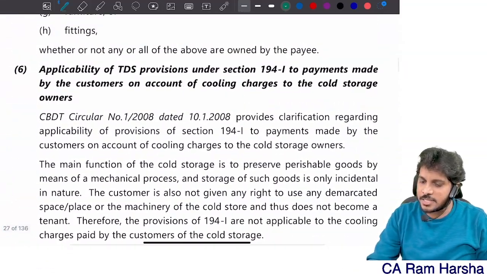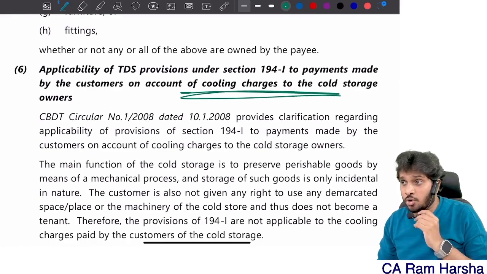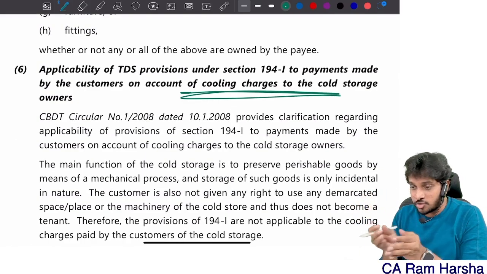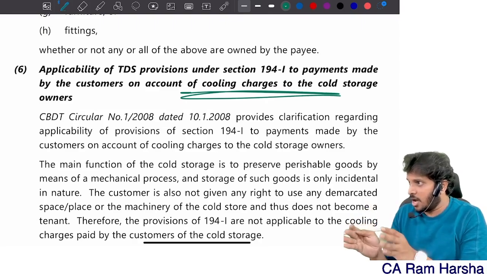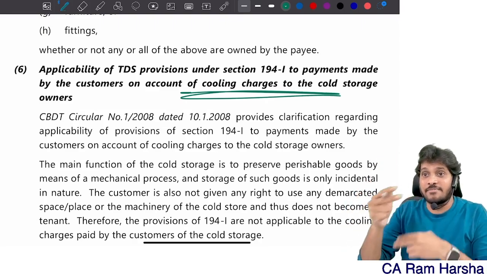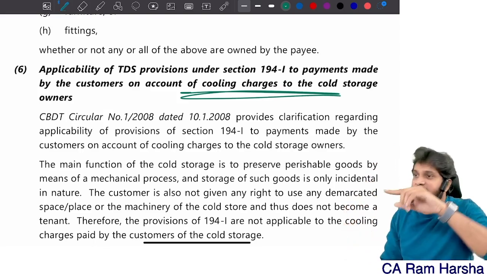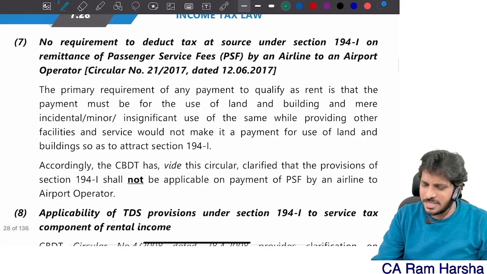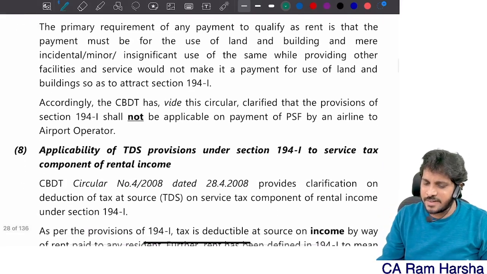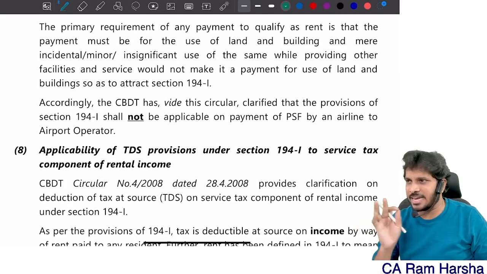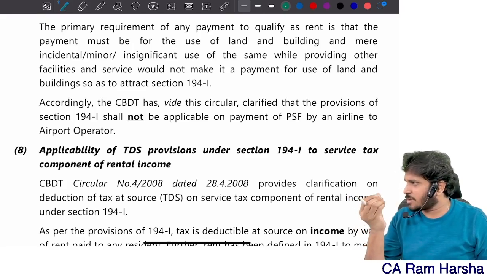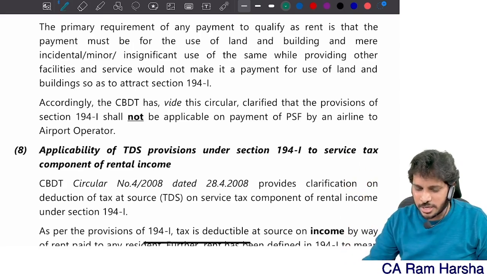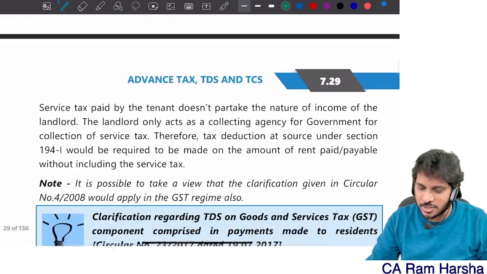Now here there are charges paid to cold storages. Charges paid to cold storages are not like immovable property rent. That's a composite service which involves not only storage, rent and premises, but also a cooling function. It's a works contract. Getting it? 194C will apply. Then this is the airline passenger service fee. They said very simply, 194I will not attract airline passenger fee. This is some amount per traveler that the airport authority collects. That's not required, no issue, not a big adjustment.